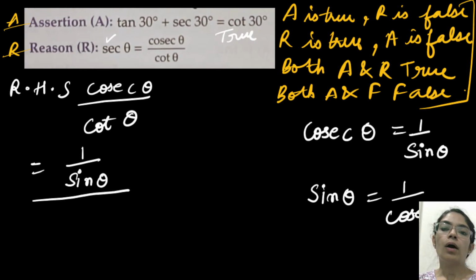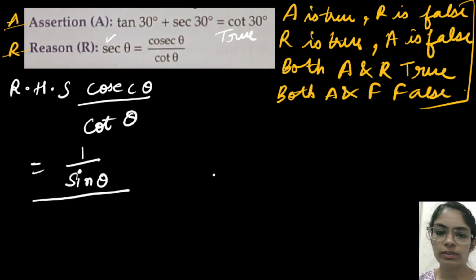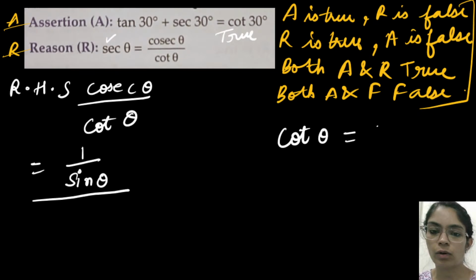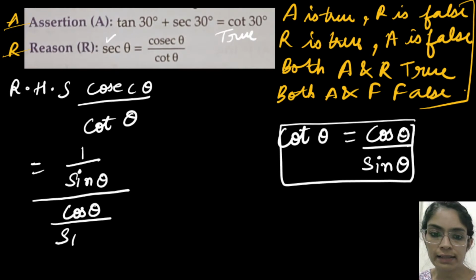By cot theta. See, cot theta, there is one relation which you have to remember. The relation is the quotient relation. What is the relation? Cot theta can also be expressed in terms of sine and cos, which is equal to cos theta by sine theta, where theta is the angle. So this I am just going to substitute here. Cot theta is equal to cos theta by sine theta.